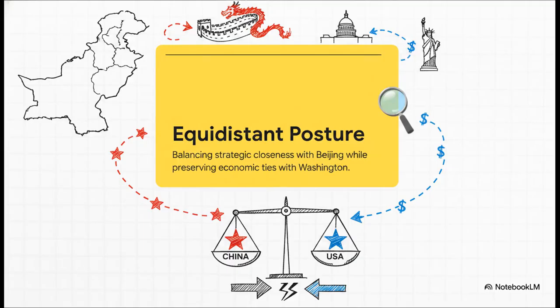So, what do we actually call this balancing act? Make sure you use this exact phrasing in your exams. The equidistant posture. It's the diplomatic strategy of keeping absolute strategic closeness and trust with Beijing, while simultaneously hanging on to necessary diplomatic flexibility and vital economic ties with Washington. But, as our sources point out, with global polarization deepening between the U.S. and China, maintaining this genuinely equidistant posture is getting incredibly tough.